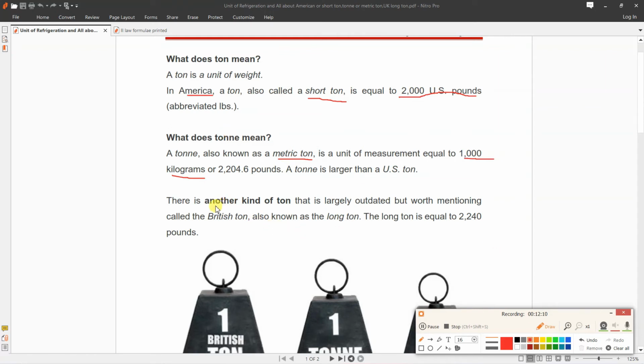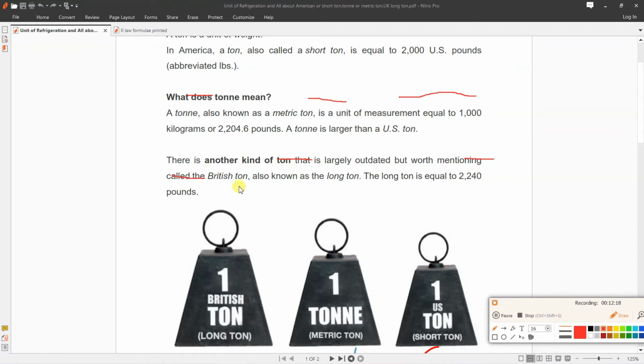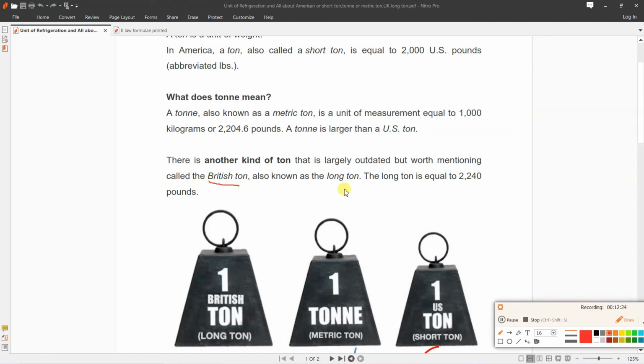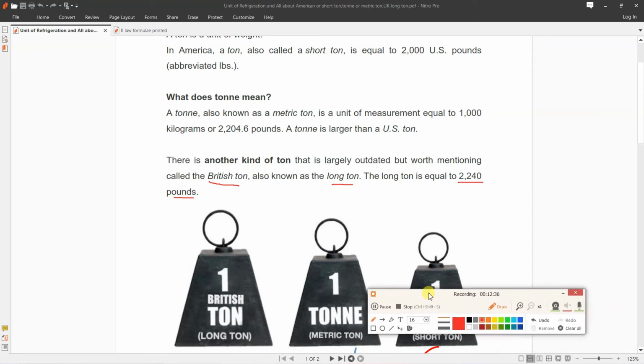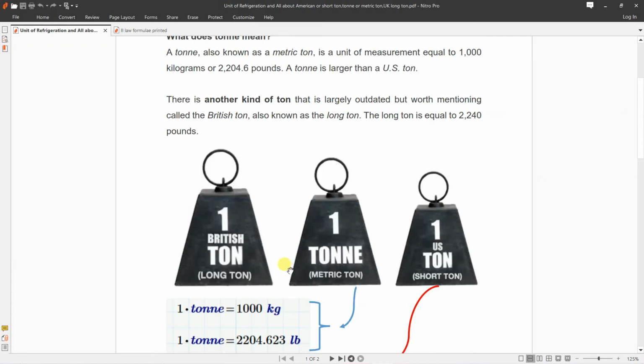Okay, next type of ton is called British ton. So here you can see British ton is also known as long ton, and one long ton is equal to 2240 pounds. Okay, so this is the difference between the three tons. So which ton are we using in refrigeration and air conditioning? When we say 1 ton of refrigeration, or we have AC of 1 TR, we have to actually know what is the meaning of that.